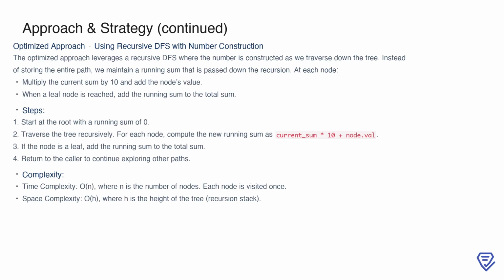This approach minimizes overhead because we calculate the path number incrementally, without storing extra data. The steps are straightforward: start at the root with a running sum of 0, recursively compute the new sum at each node, and add it to the total when you encounter a leaf. The time complexity here is n, as we visit each node exactly once, and the space complexity remains h, due to the recursion stack, where h is the tree height. This method is both elegant and efficient, addressing the inefficiencies of the brute force approach.